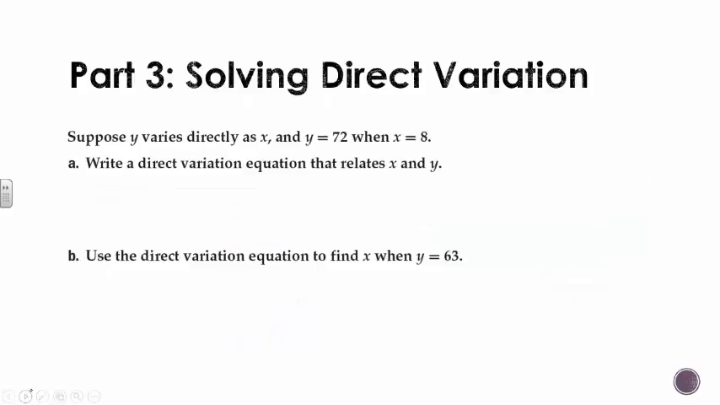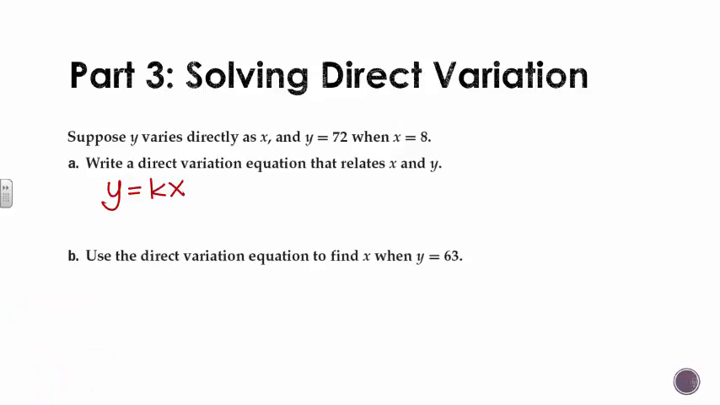So now let's do some algebra with it. Forget about the graphs. Suppose y varies directly as x. Y equals 72 when x equals 8. We need to write a direct variation equation that relates the two. So remember, all direct variation equations look like this. Y equals kx. We don't know k in this case. We need to find it.